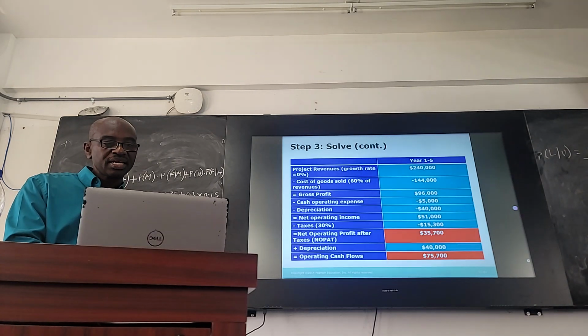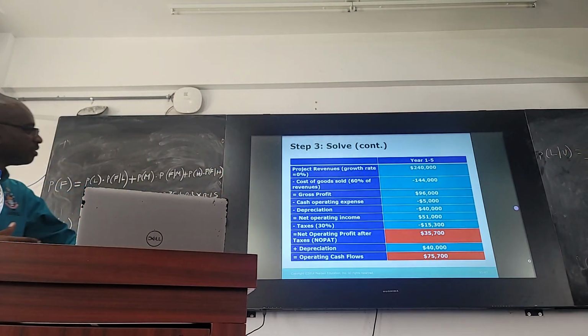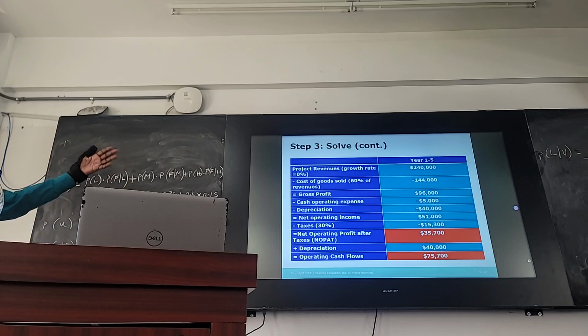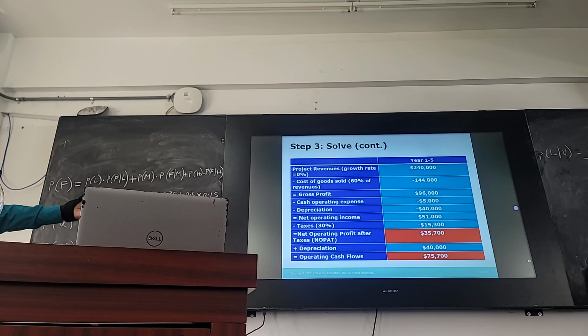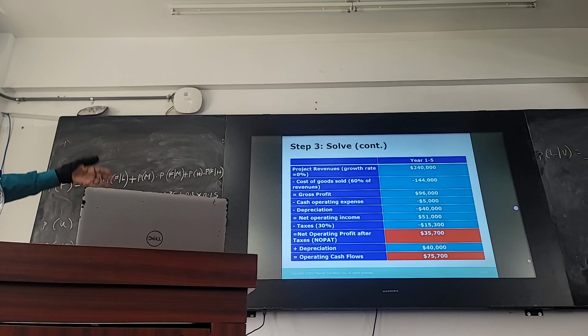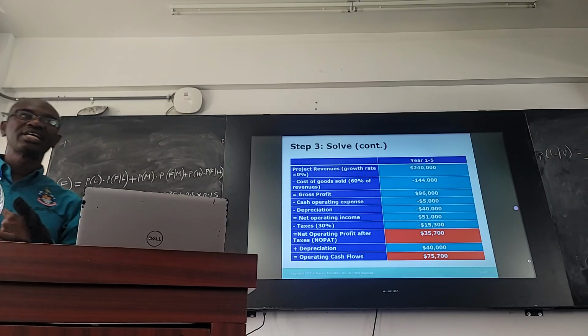So in finding the NPV, first of all, when they break it down, what are the operating cash flows? That's the first part of the free cash flow calculation. EBIT minus taxes plus depreciation. Because of the way the assumptions are written, your operating cash flows are the same every year: 75,700. Everybody follow that?